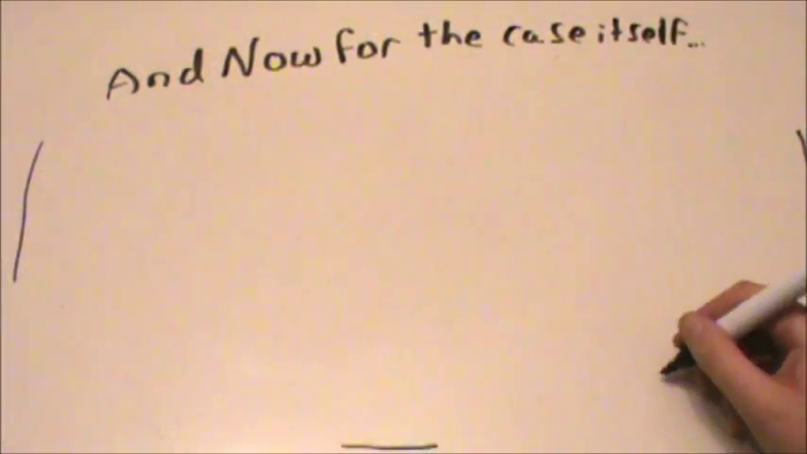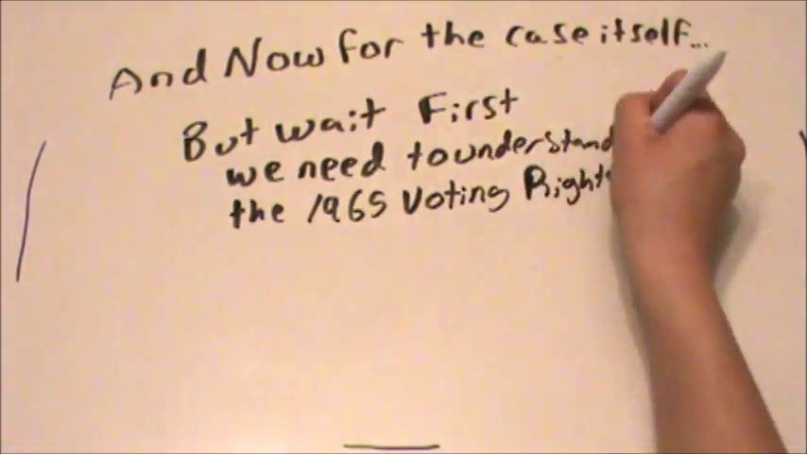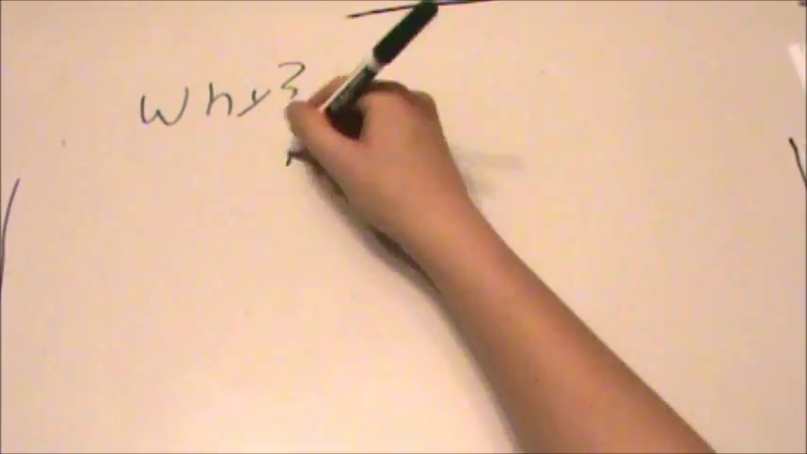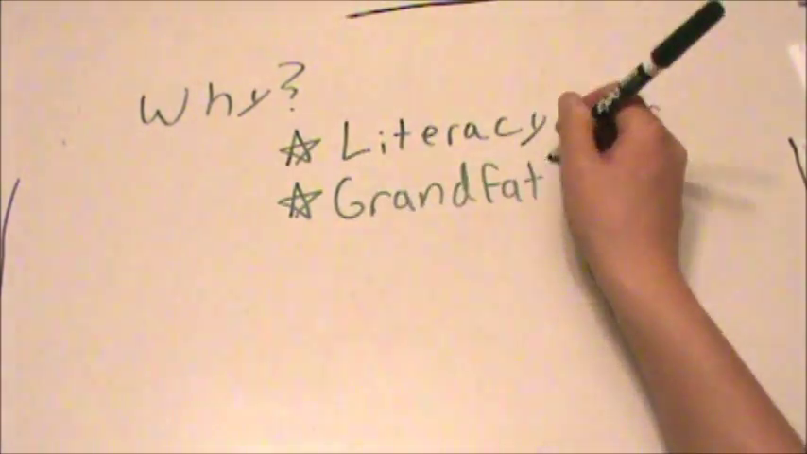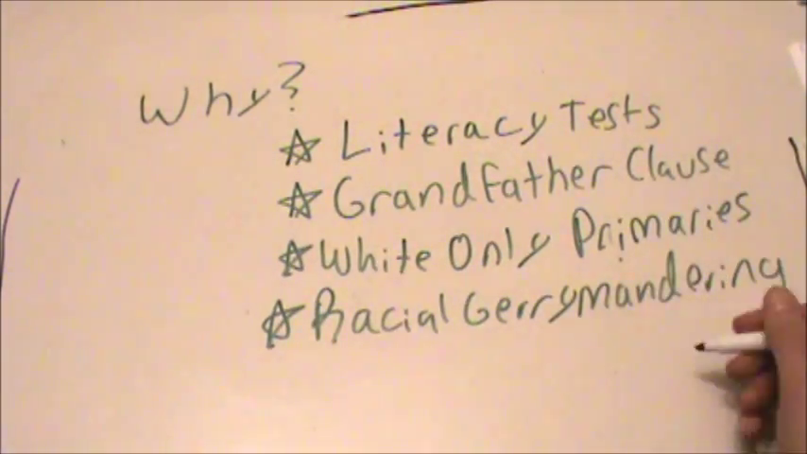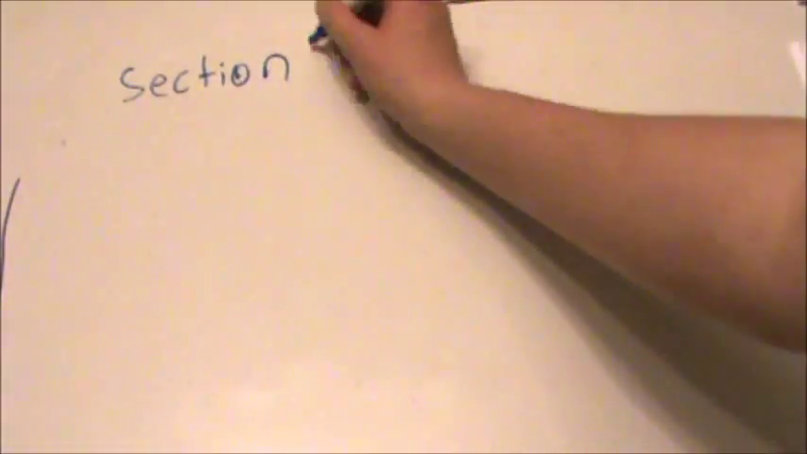So before we learn about the case, it's important to have some background information, specifically on the Voting Rights Act of 1965. The Voting Rights Act was necessary to stop unfair voting practices such as literacy tests, the grandfather clause, white-only primaries, racial gerrymandering, and after the Civil Rights Act of 1964, it was a good follow-up.